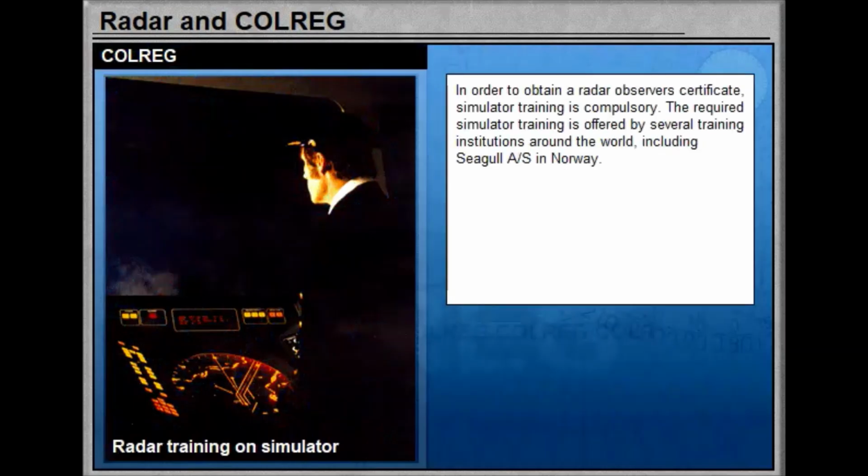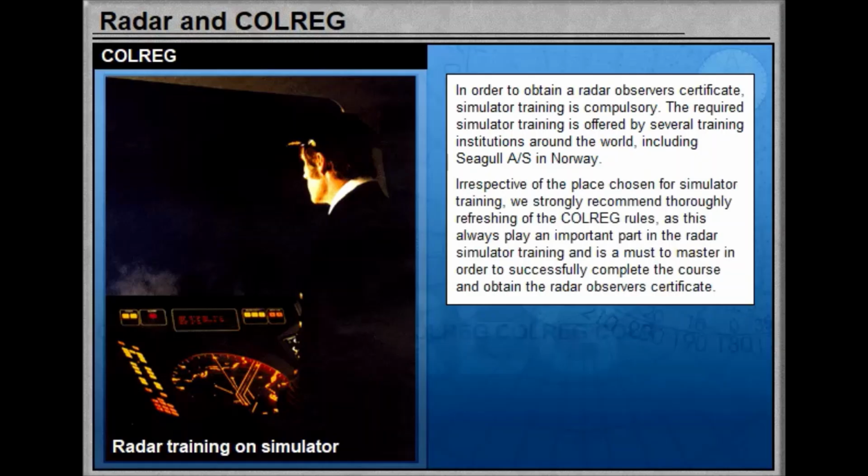In order to obtain a radar observer certificate, simulator training is compulsory. The required simulator training is offered by several training institutions around the world, including Seagull AS in Norway. Irrespective of the place chosen for simulator training, we strongly recommend thoroughly refreshing the COLREG rules, as this always plays an important part in the radar simulator training and is a must to master in order to successfully complete the course and obtain the radar observer certificate.